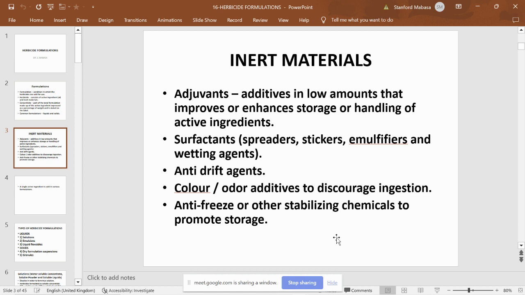Adjuvants, these are additives in low amounts that improve or enhance storage or handling of active ingredients. We also have surfactants, spreaders, stickers, emulsifiers, and wetting agents. We have anti-drift agents, color, odor additives to discourage ingestion, antifreeze or other stabilizing chemicals to promote storage. Probably, if this herbicide is being used in temperate climates, they may put antifreeze.